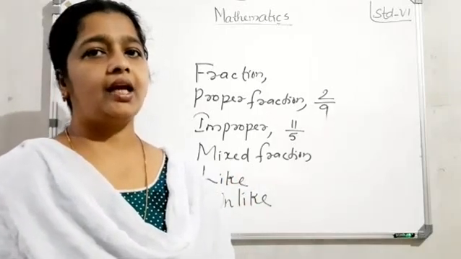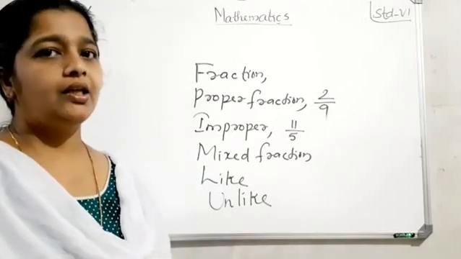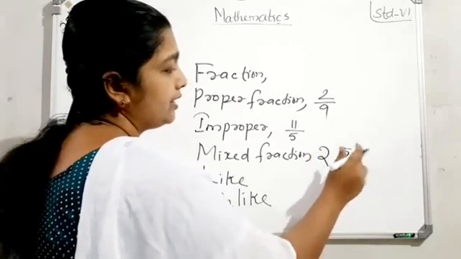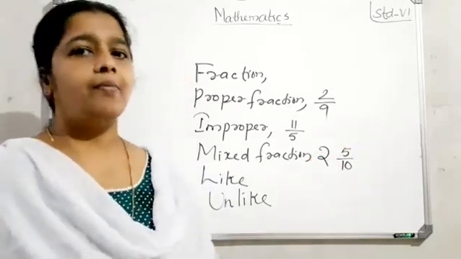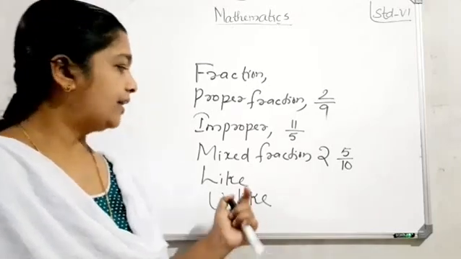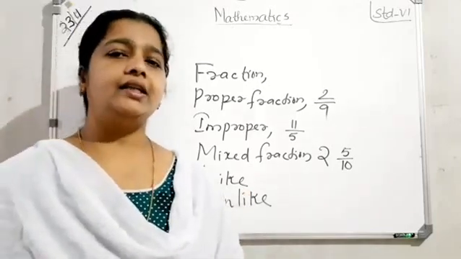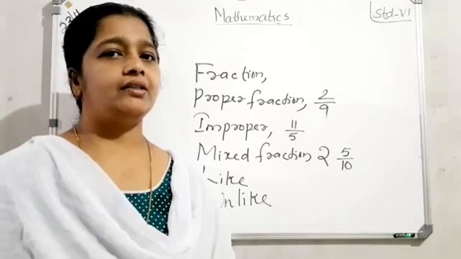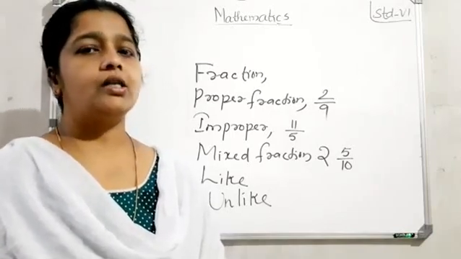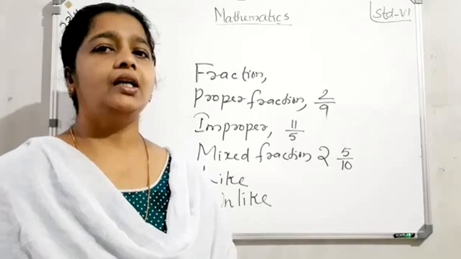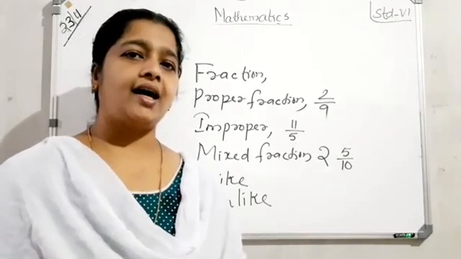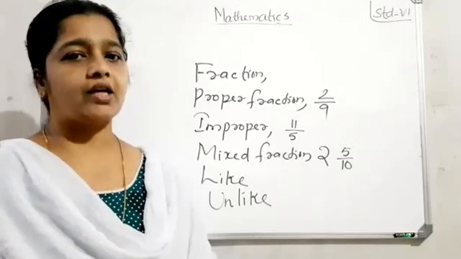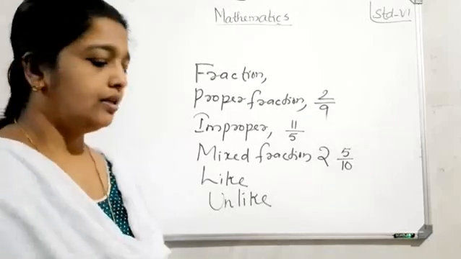Next, what is a mixed fraction? A mixed fraction is a whole number with a proper fraction. Example, whole number 2 and 5 by 10, a proper fraction, is known as a mixed fraction. Next one, what is a like fraction? If the denominators are the same, that is known as a like fraction. If the denominators are different, that is known as an unlike fraction.